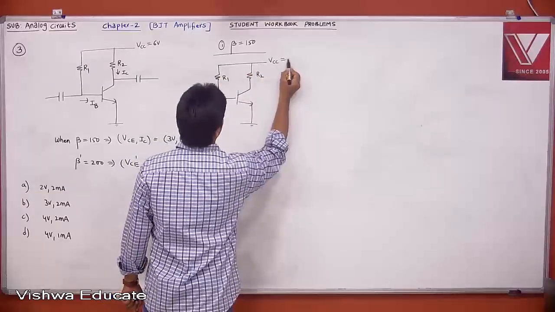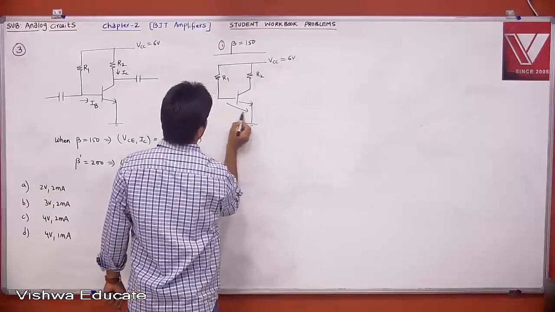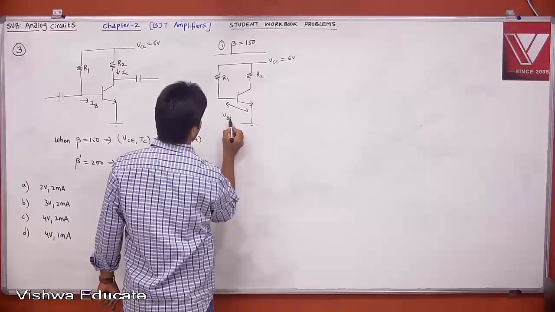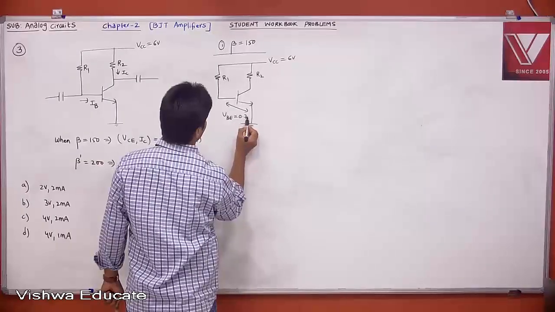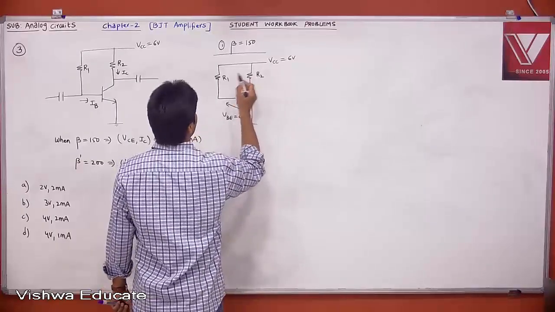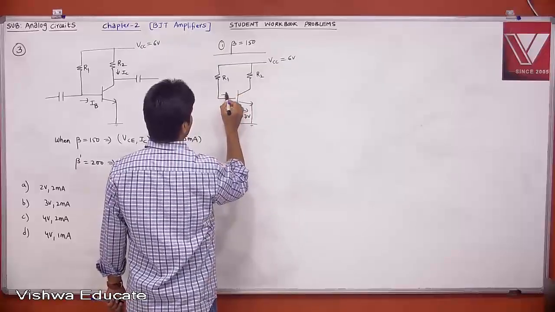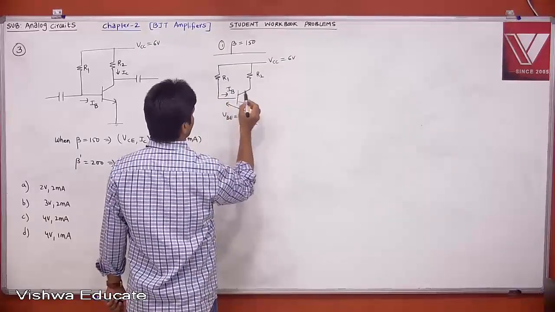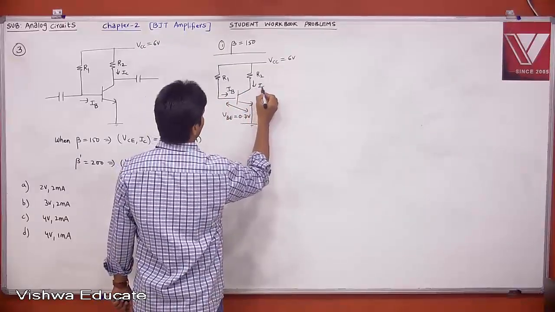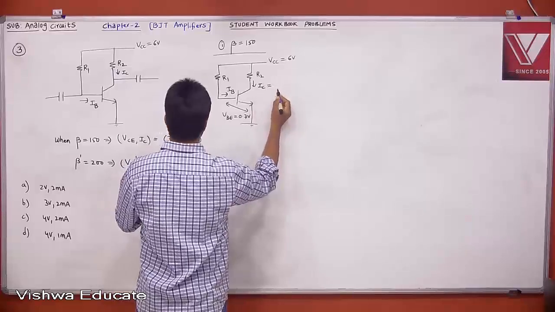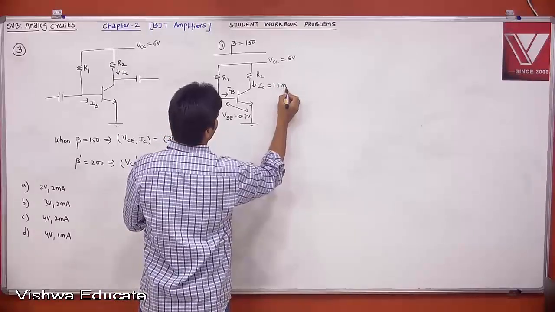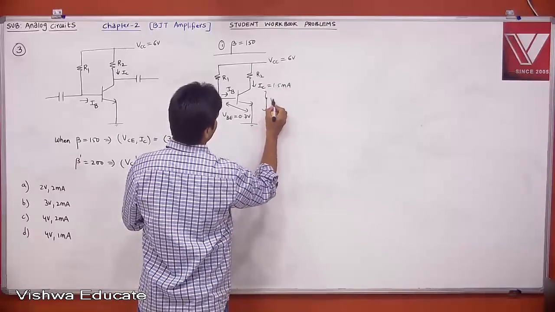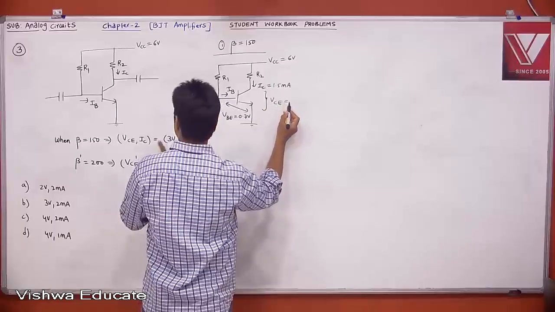This is your VCC, that is your 6 volt. This is your VBE, let us say VBE is 0.7 volt. If nothing is given, you can take it that way. And this is your R1 and this is your IB. And this is what you are having, IC. What is IC? IC is already given, which is 1.5 milliampere. And VCE is already given, which is nothing but 3 volt.